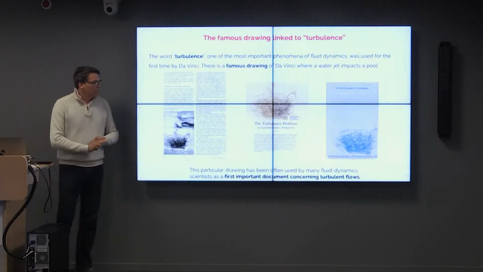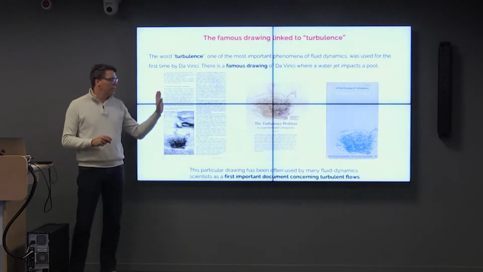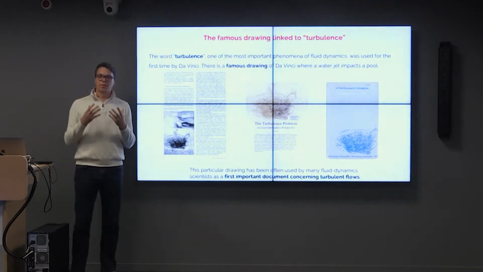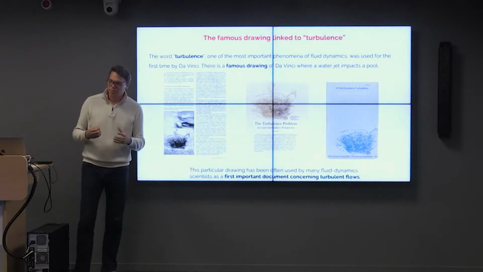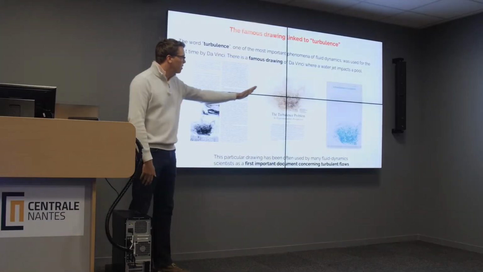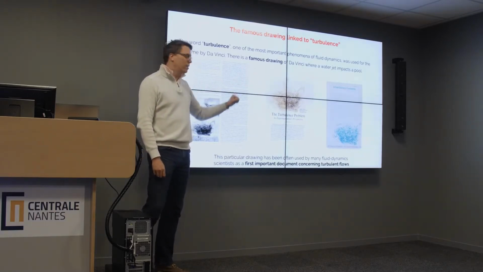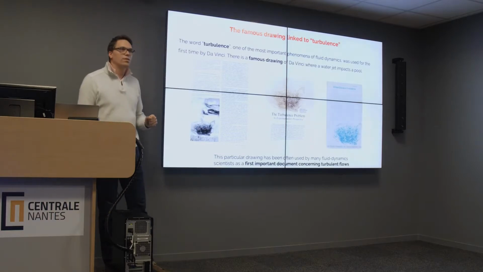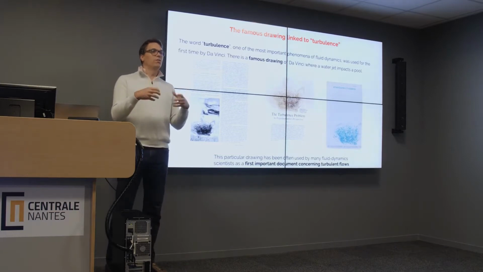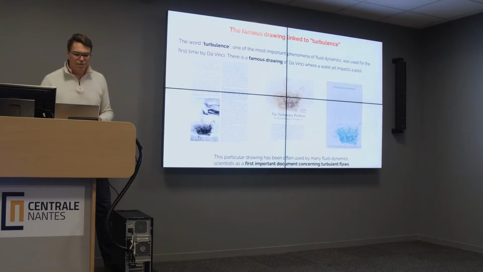So the link with the word turbulence: this particular drawing is often used by fluid dynamicists to represent the turbulence phenomenon, which we know quite well today, but it is very complex. We will discuss it later on. And so you see here different fluid mechanics books on turbulence, which are illustrated by this specific drawing, because it is supposed to be one of the first illustrations of what turbulence can be in a flow, even if it's a bit more complex than that.